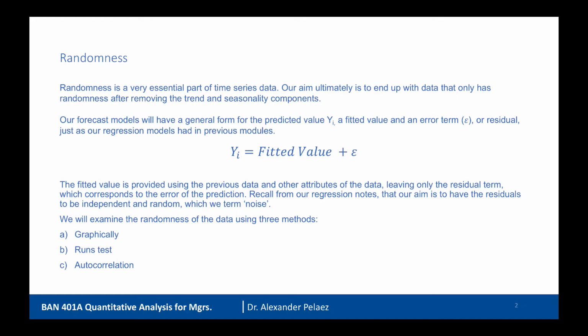So we're going to examine randomness three ways. We're going to examine it graphically. We're going to use another test called the runs test and another test called autocorrelation.